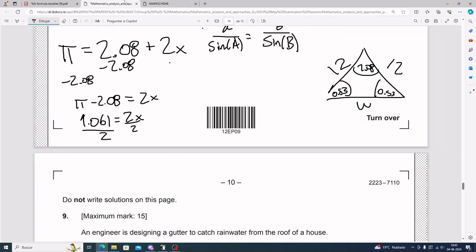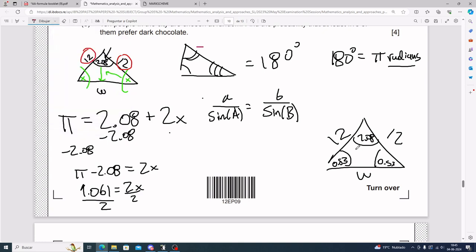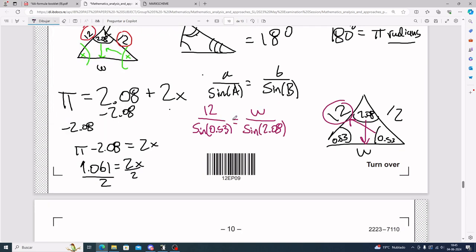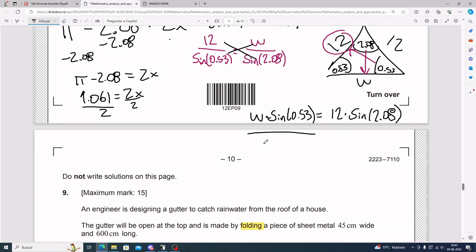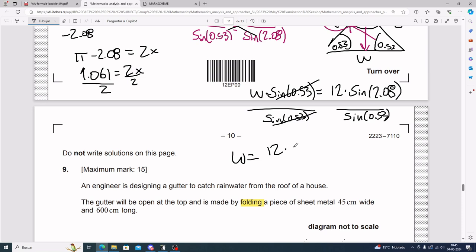From here, I'm going to have this 12 be associated with the 0.53. So that means I have 12 divided by sine of 0.53 equals w, side w, divided by sine 2.08. From here, you can cross multiply. You end up with w times sine of 0.53 equals 12 times sine of 2.08. Divide both sides by sine of 0.53, so this goes away with this, and you end up with w equals 12 times sine of 2.08 divided by sine of 0.53.